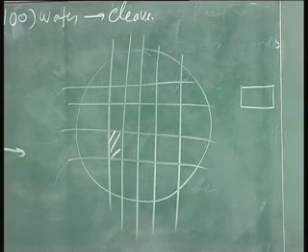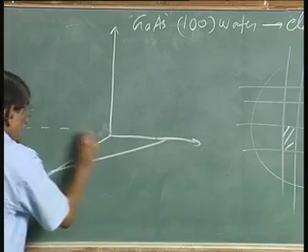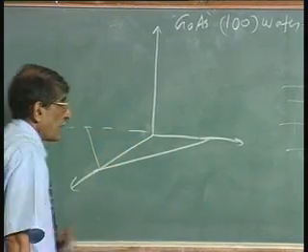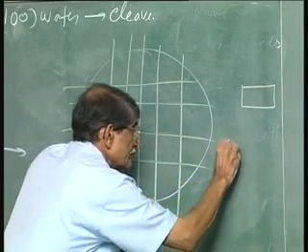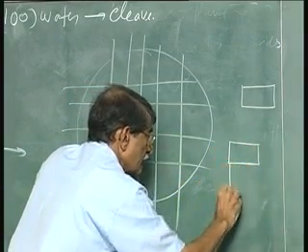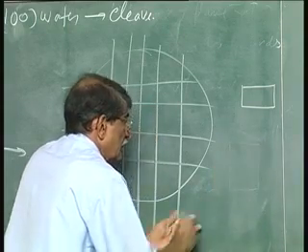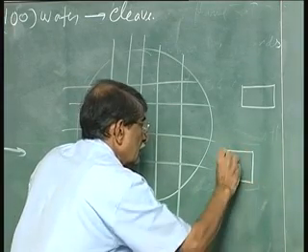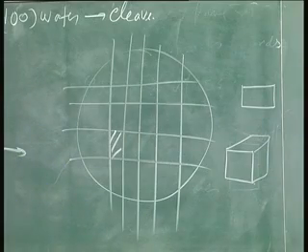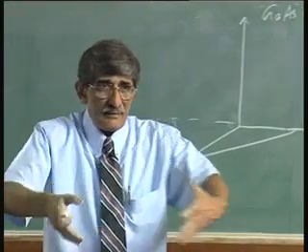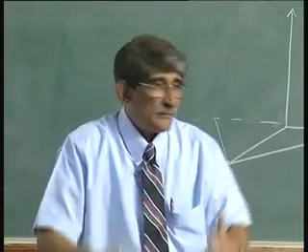Whereas, if you take gallium arsenide, and if I cleave along this, the chip will actually be like this, perfect cube, or it is not cube, it is square vertical faces. So, there is no shape like this.